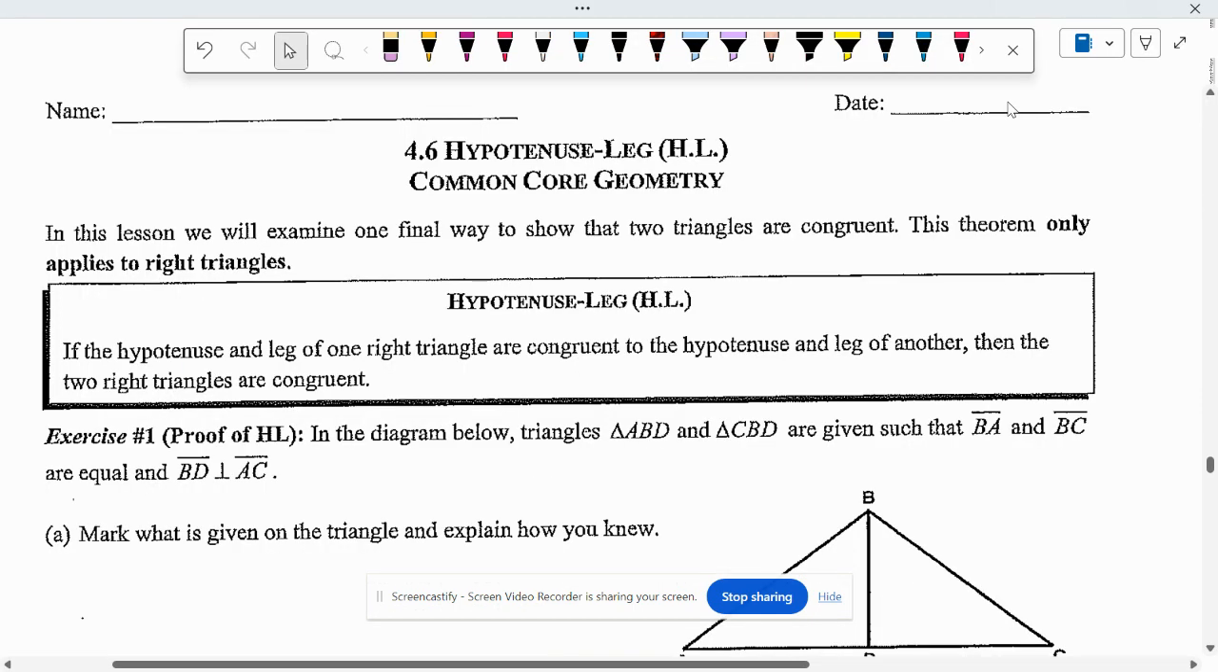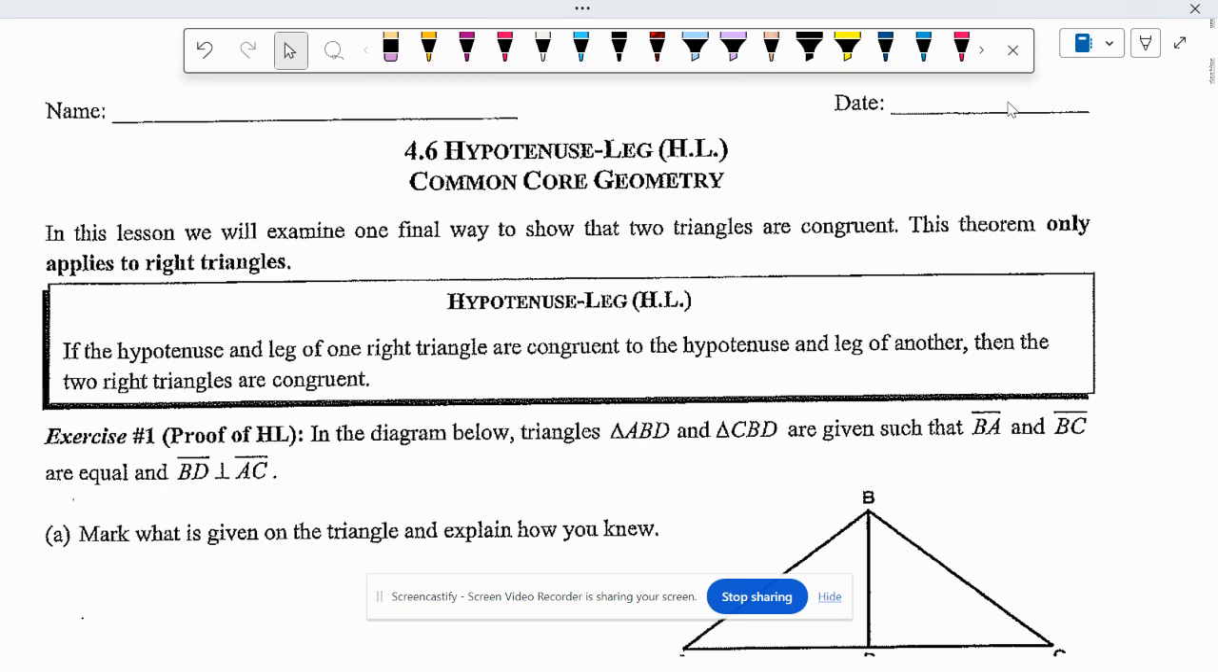When you have what kind of triangles? Right triangles. Yeah, you have to have right triangles to have a hypotenuse. So this theorem that you're going to learn is only effective if you have right triangles, right under your leg, like your chair leg. So if you don't have right triangles, you cannot use hypotenuse leg.